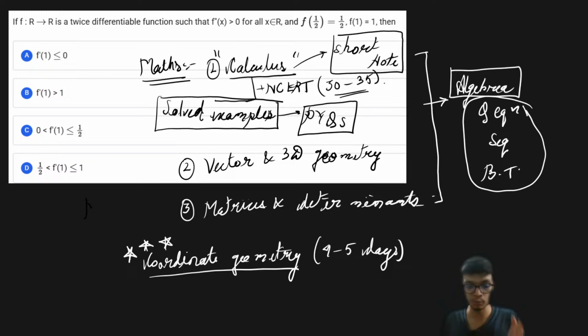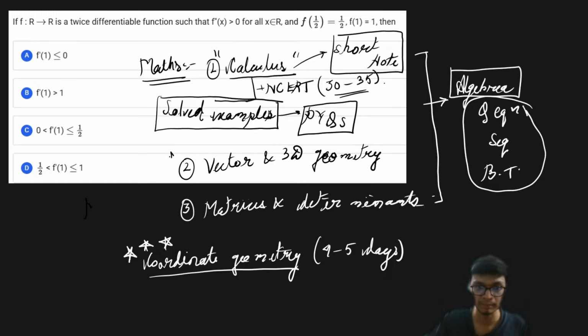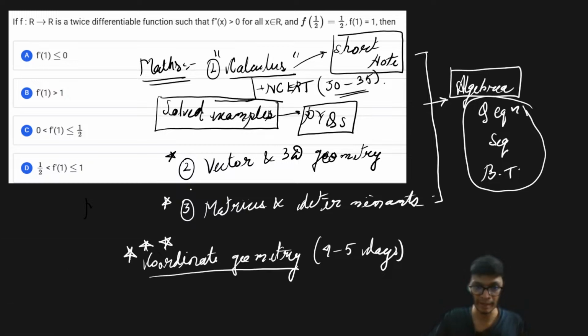So at least try to spend time studying the calculus part, then you move to vectors in 3D. But if you look at the easy topics, I would say please start from here. Please start from vectors in 3D and matrix and determinants. Start from here. These are very easy. It will hardly take you 2-3 days, and with the previous year questions, you can definitely do that.